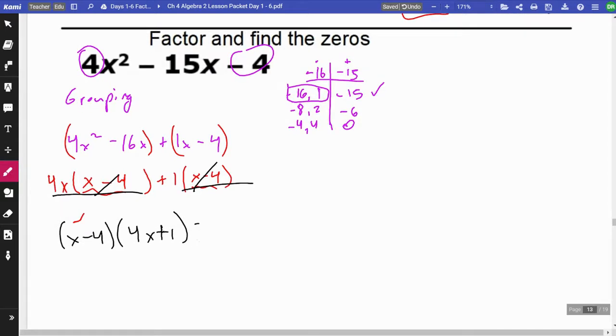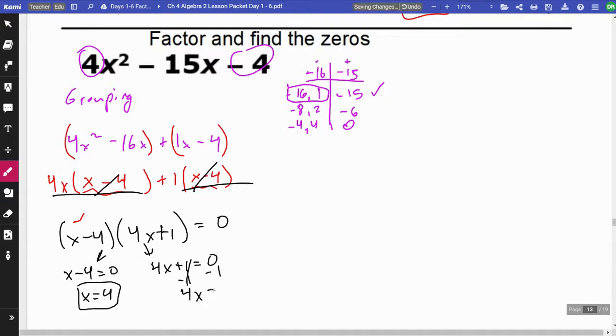Your last step, set it equal to 0, and do your two cases. X minus 4 equals 0. We'd add 4 to both sides, and you get x is 4. In this one, 4x plus 1 equals 0. We actually have a two-step equation, so minus 1, minus 1. 4x equals -1, and divide by 4. So x is -1/4. All right.